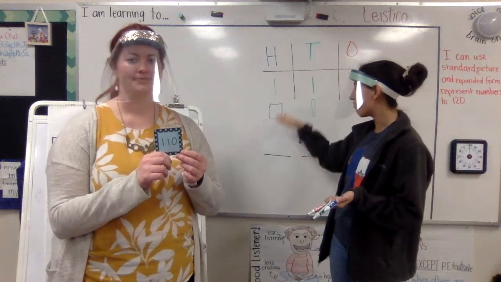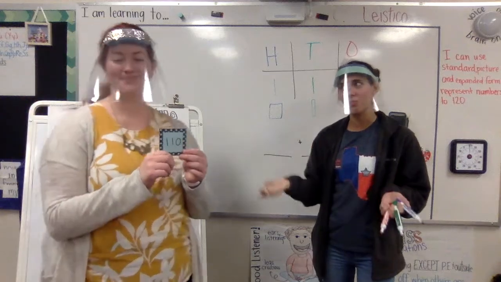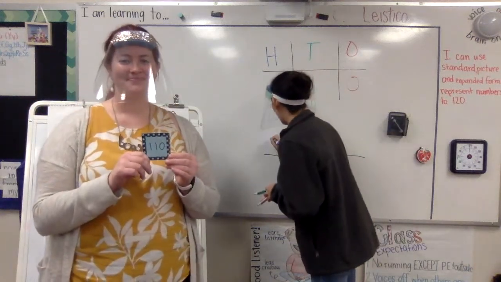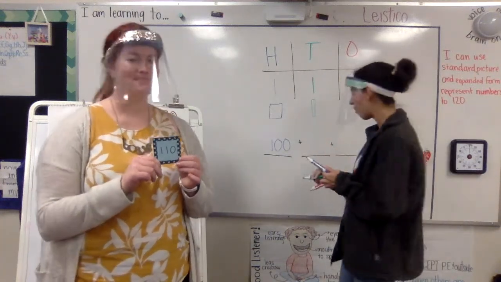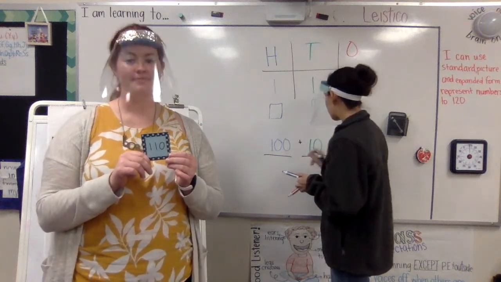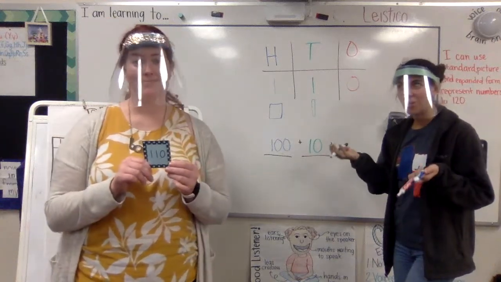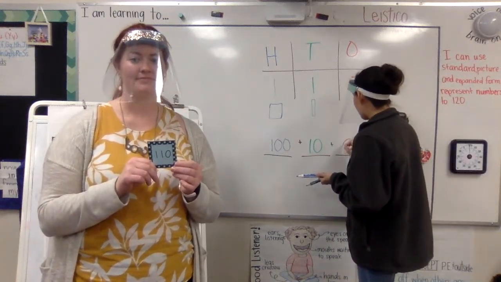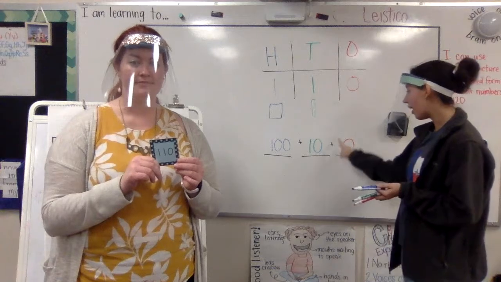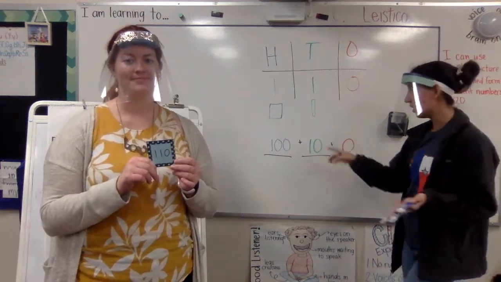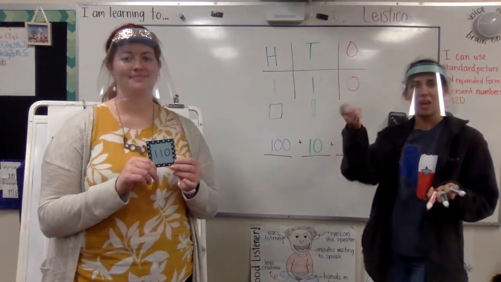Now, when I'm deciding their value for my expanded form, I have 100 block, and I know that 100 is worth 100. So I'm going to put 100 plus, oh, and 110 is worth 10. So we're going to have 100 plus 10 plus, and if I don't have any ones, they're worth 0 because there's none. But I still have to write that 0 because we want to make sure that you know that its value is 0 because there's none there. So I have 100 plus 10 plus 0, and it made 110.